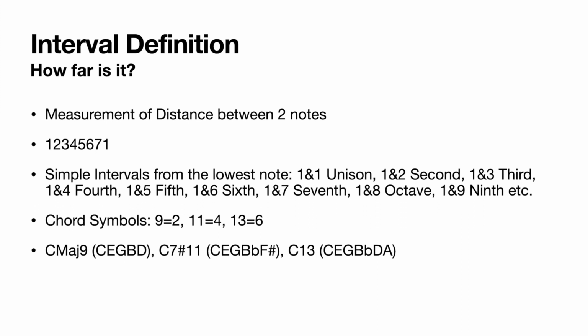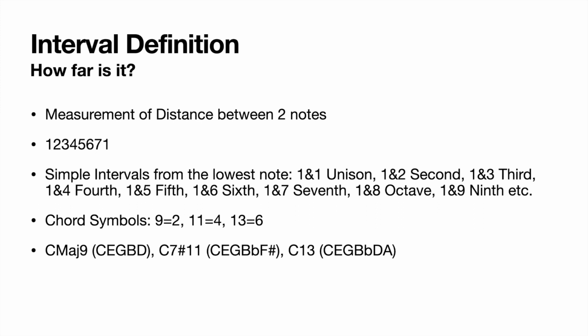All right. So when I'm seeing chord symbols, okay, if I see C major 9, it tells the piano player or your guitar player what notes to play. So C, E, G, B, D. C7 sharp 11, so it would be C, E, G, B flat, F sharp. And at C13, you see the pattern. We just keep stacking them.